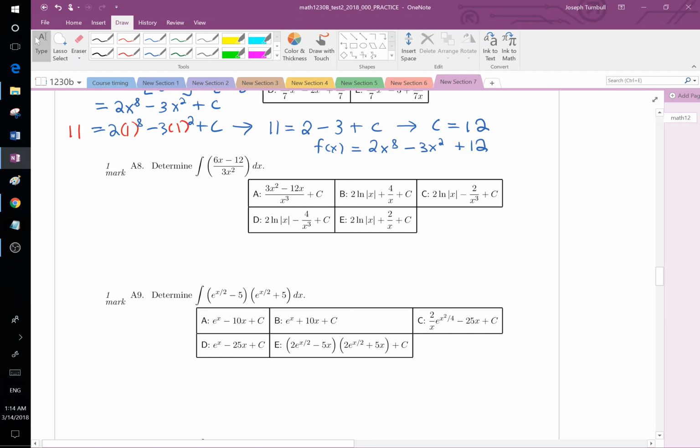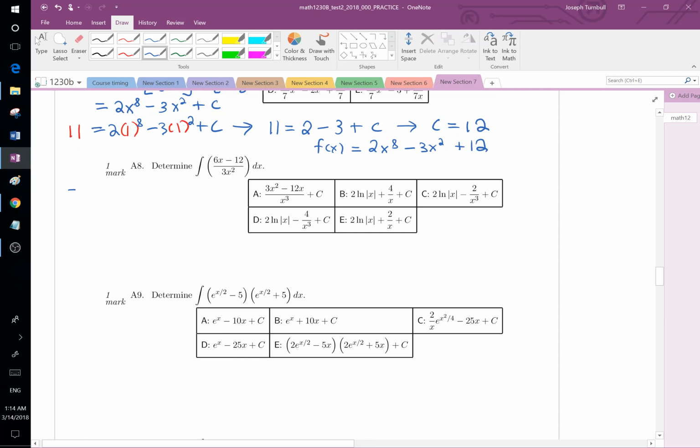Okay, number 8. Often with integrals, it's not going to be clear if you should do a substitution or if you try to simplify first. For this one, it's one term on top minus another term on top divided by the one term on the bottom, it can be simplified.